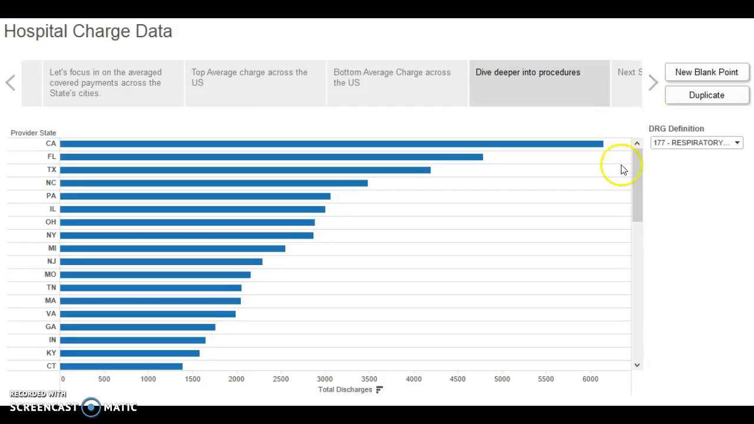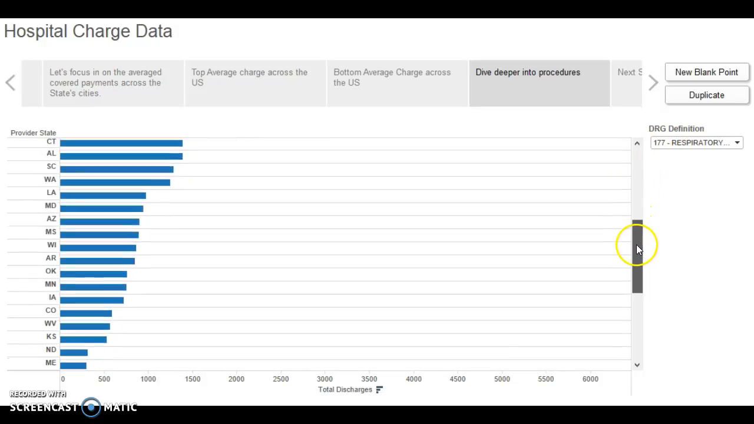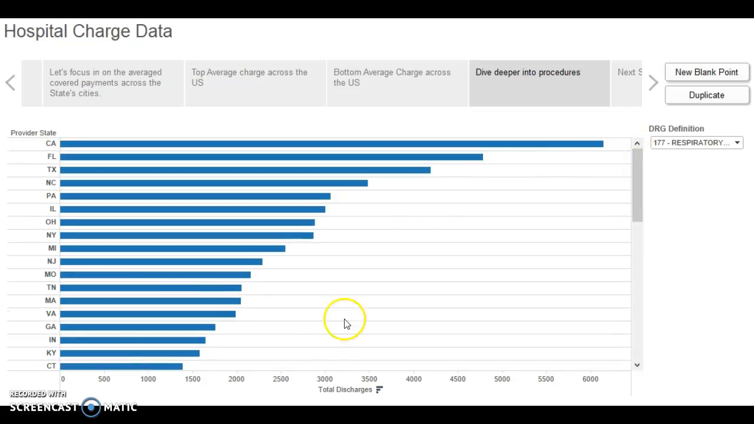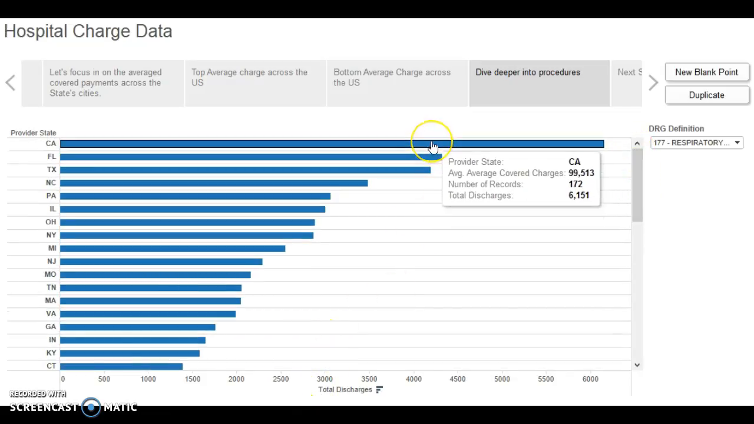This is a deeper dive into procedures, and again, I'm just looking at the 177, the respiratory one that we've been concentrating on, and I wanted to look at this procedure compared to states. What's the deal? And these are total discharges. So the average number of covered charges for California was close to 100,000, and the total discharges were 6,000. So the total discharges is almost as if how many people they actually covered or charged this amount, and the average amount was almost 100,000.